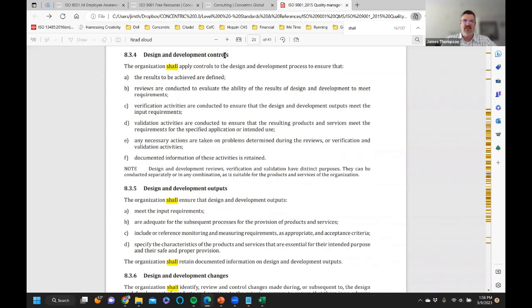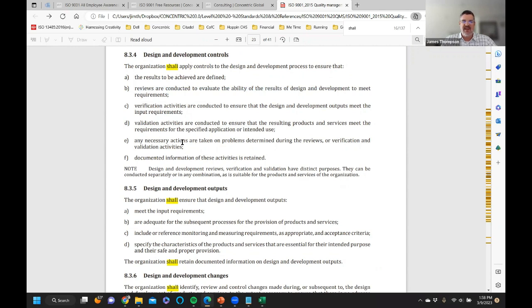Controls within design and development. So this used to be the clause for design verification and design validation. They've all been kind of clumped, those two, into this section. So you have to apply control to ensure that the results are achieved as defined. Reviews are conducted to evaluate the ability of the design and development results to meet the requirements. Verification activities are conducted, validation activities are conducted.